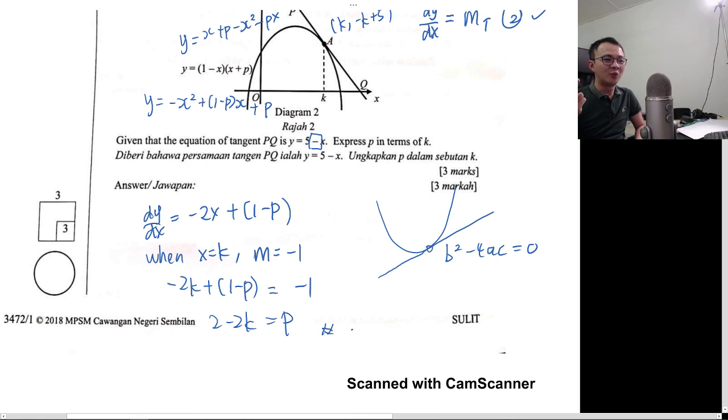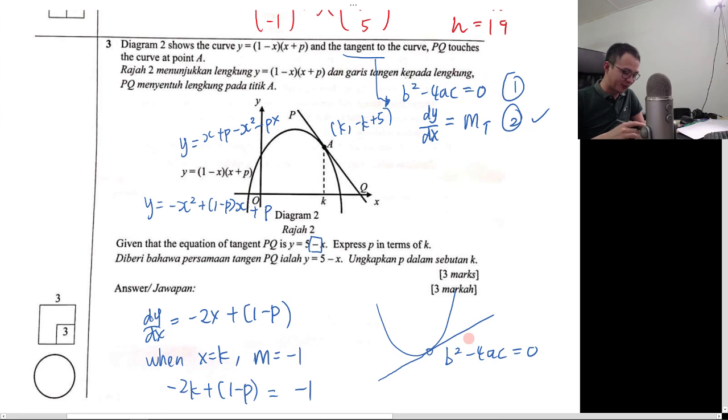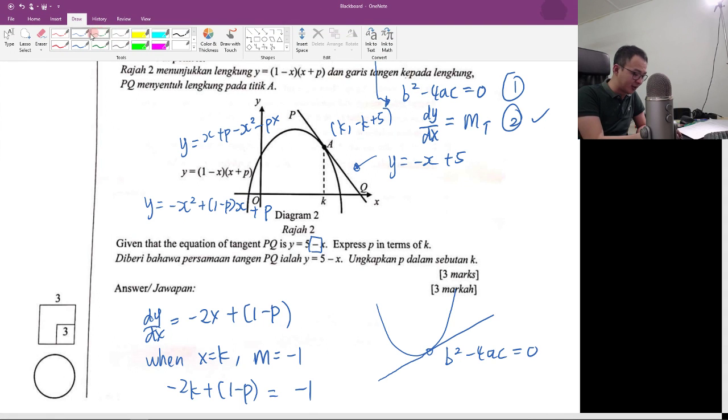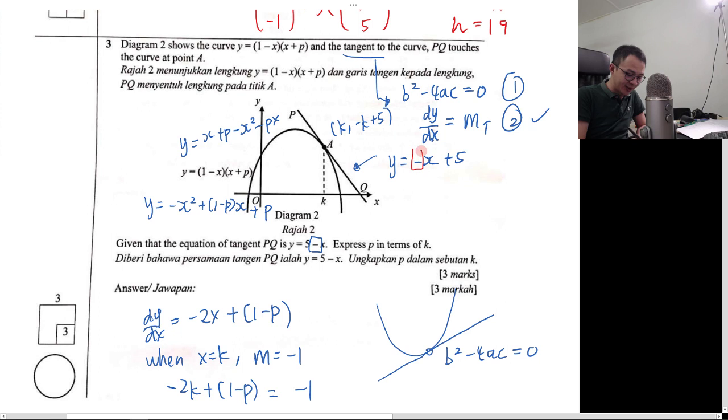Alright, so why is it negative 1? Because this straight line has the gradient negative 1, right? Because this straight line is y equals negative x plus 5. And if you know y equals mx plus c, you should know the gradient m is negative 1, isn't it? Tangent, so this is what I'm trying to say. Tangent means at a point A, the curve and the straight line will have the same gradient. This is why we call it the gradient of the tangent. Alright.